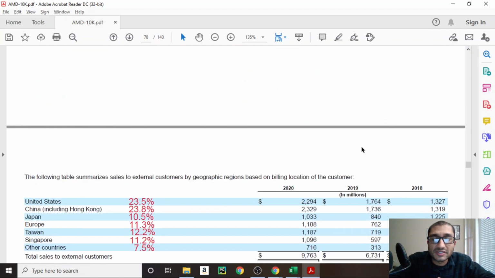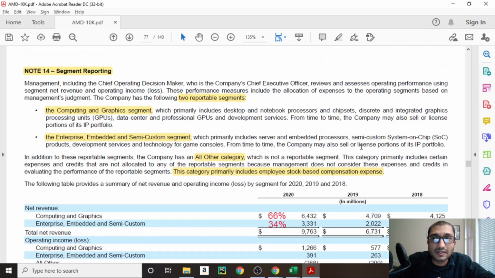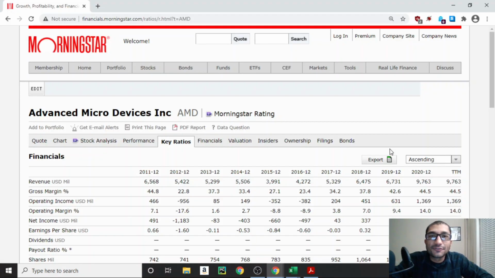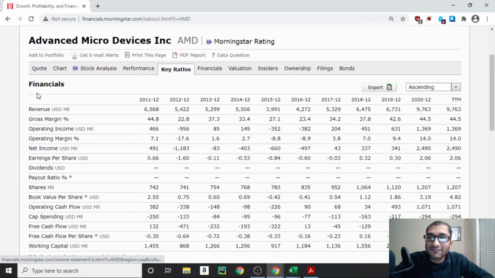Now that we have a better understanding about AMD's operating segments, let's review the key ratios to better understand the business fundamentals. Now let's review AMD's key ratios. I'm on Morningstar looking at AMD. Under key ratios, we have the financials.